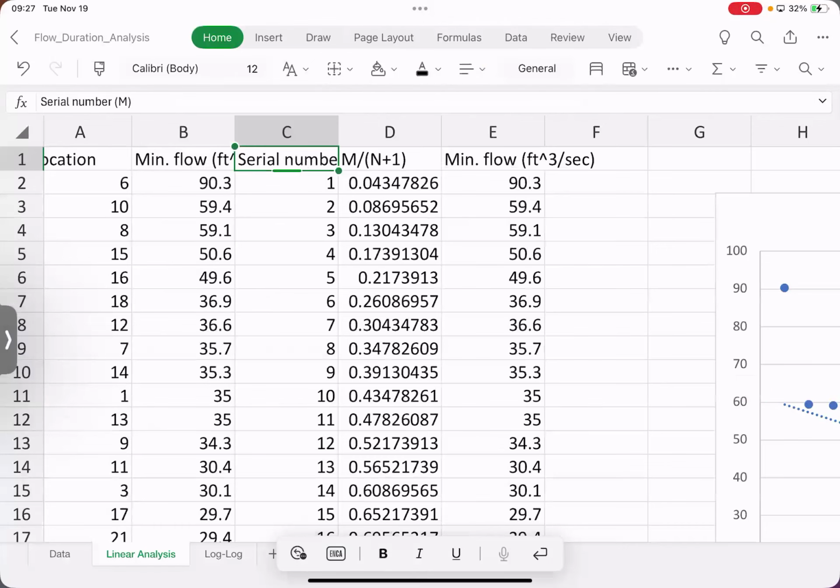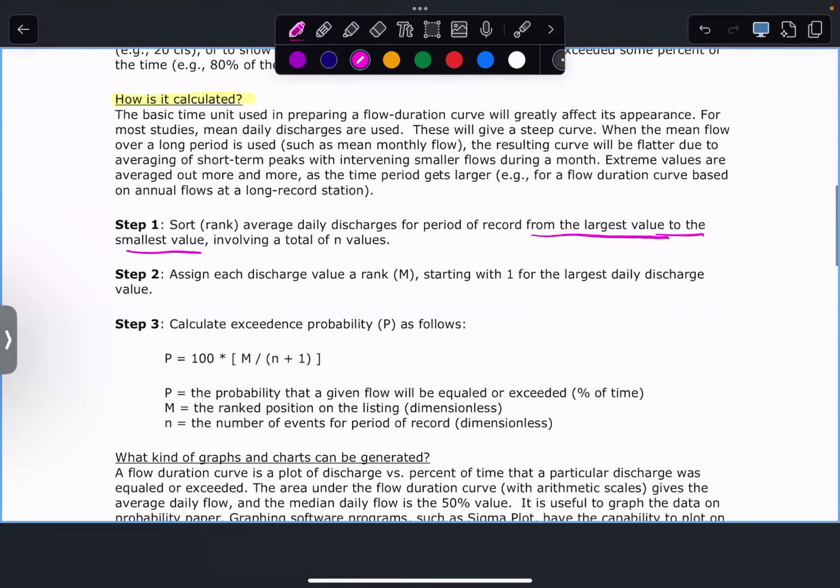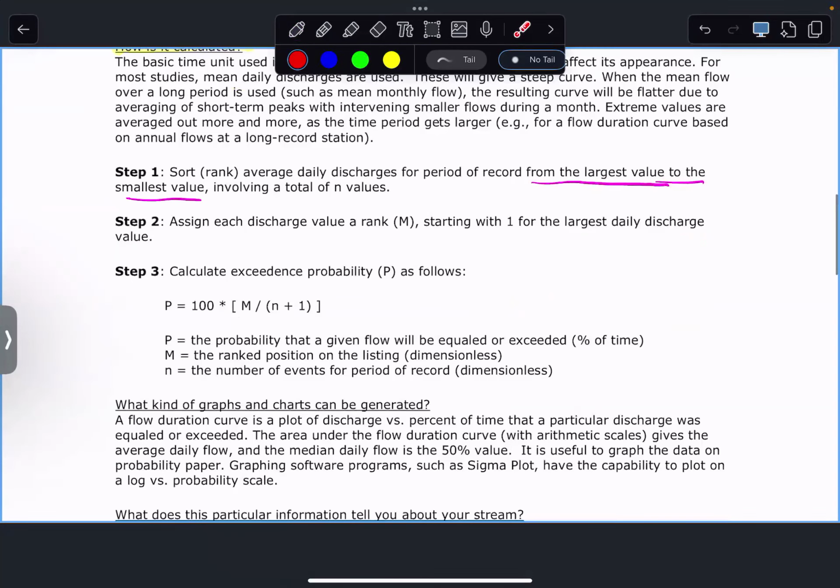So that was step number 2, I want to say. Assign each discharge value a rank M, starting with 1 for the largest daily discharge value, which is what we did, right? So this was the highest, and then we went down to the lowest. Now, we did that. I'm gonna check off the steps.